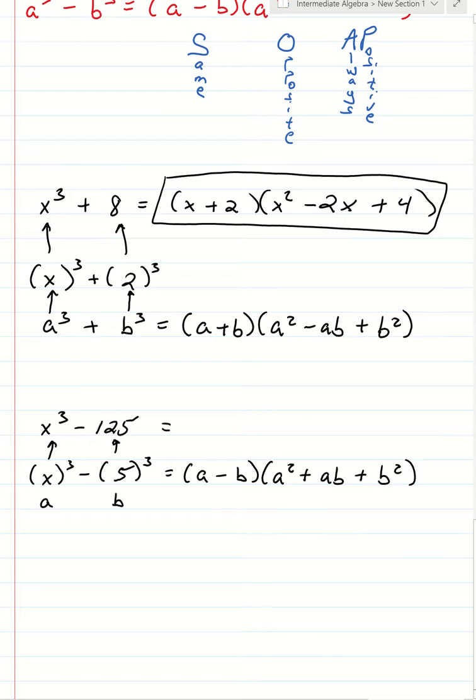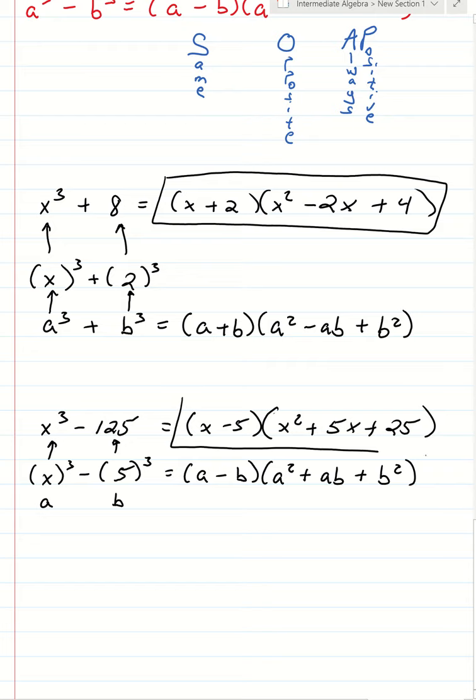And now let's plug things in. So instead of a minus b, let's do x minus 5. I now need to take x and square it, plus a times b would be 5x. Always positive. Now take b and square it, and we get 25. And that is your factored form completely. Okay?